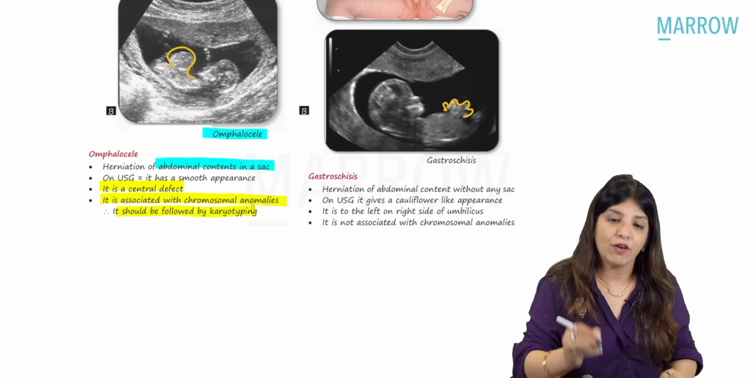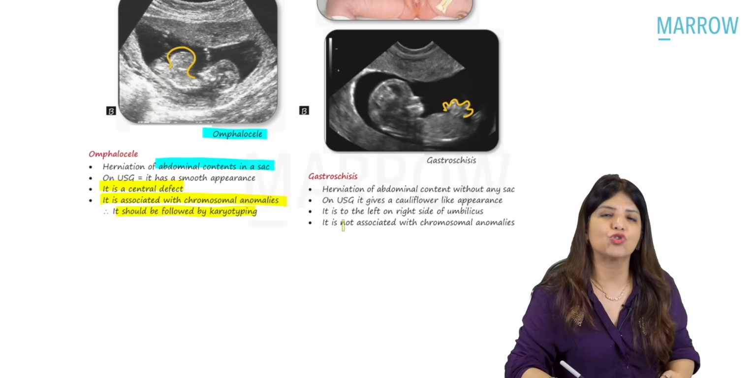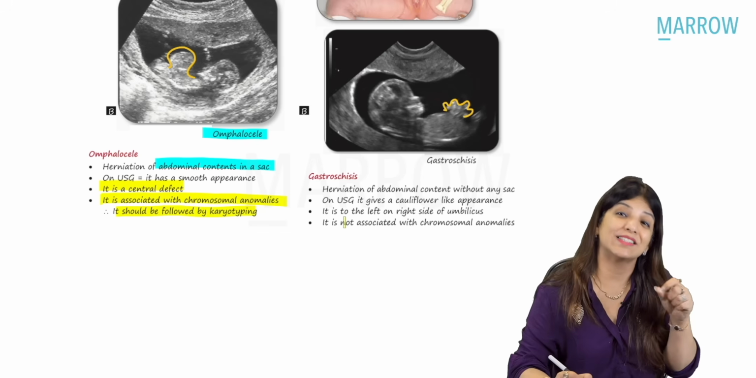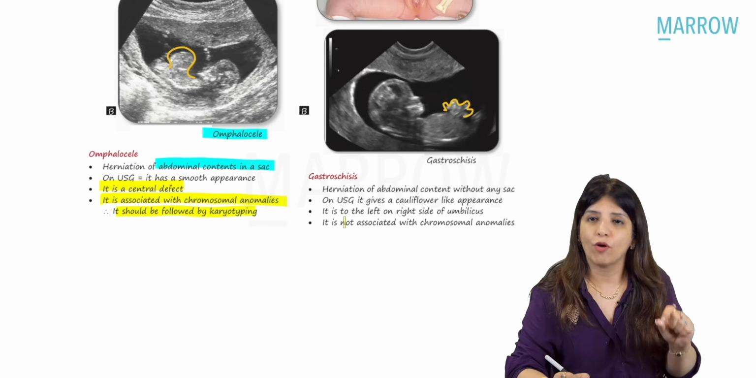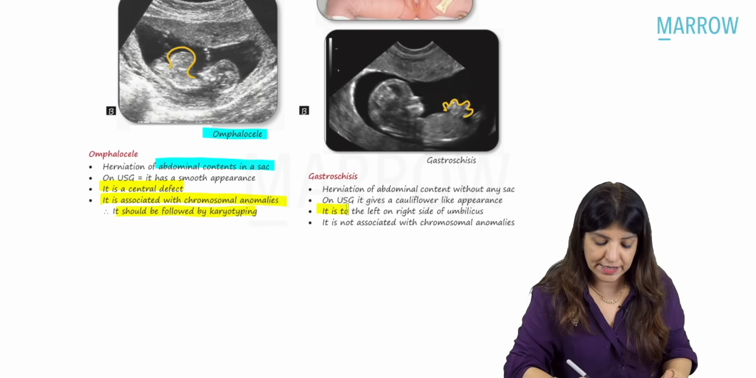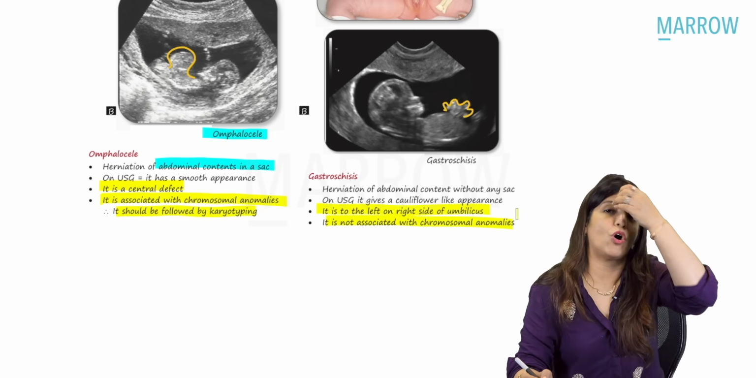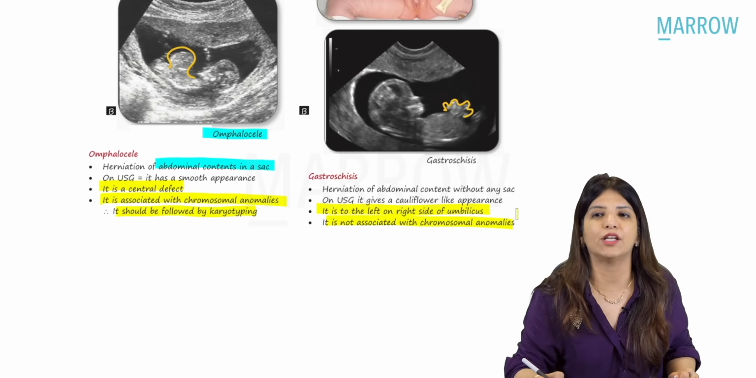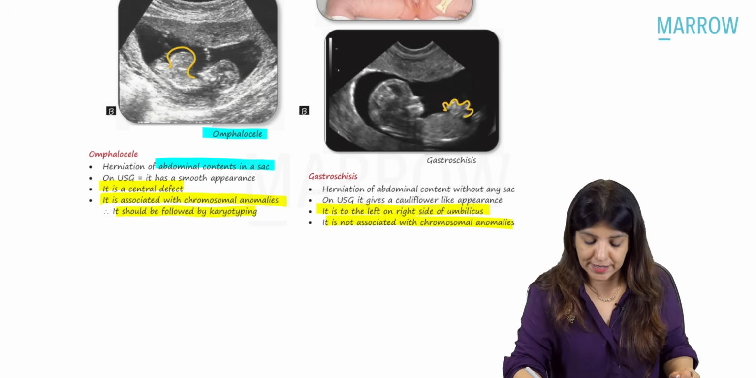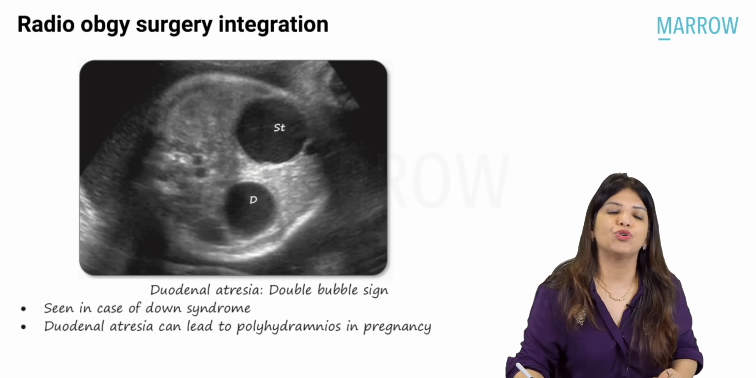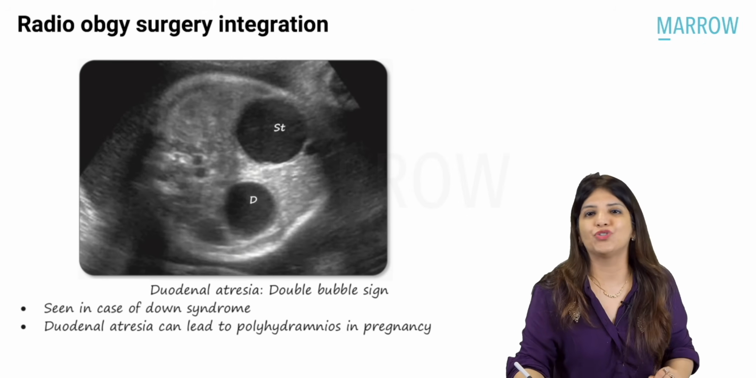Please remember that omphalocele is a central defect and it is associated with chromosomal anomalies. That is why whenever I am getting omphalocele, always and always I should be getting karyotyping done. Right? But gastroschisis can happen to the left or to the right of the umbilicus. It is not necessary that it is going to happen from the umbilicus or from the center, and it is not associated with chromosomal anomalies. So you should not be getting a karyotyping done in case of gastroschisis.